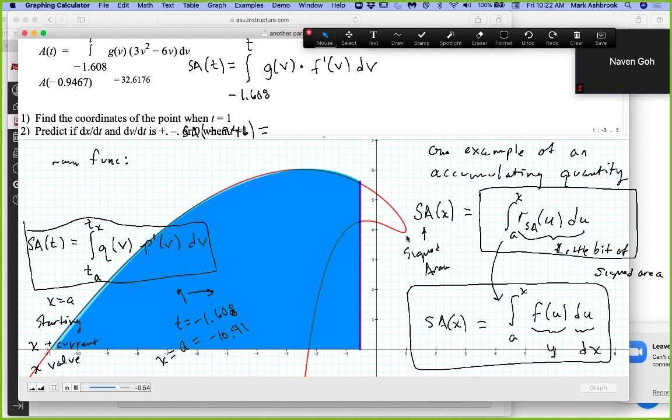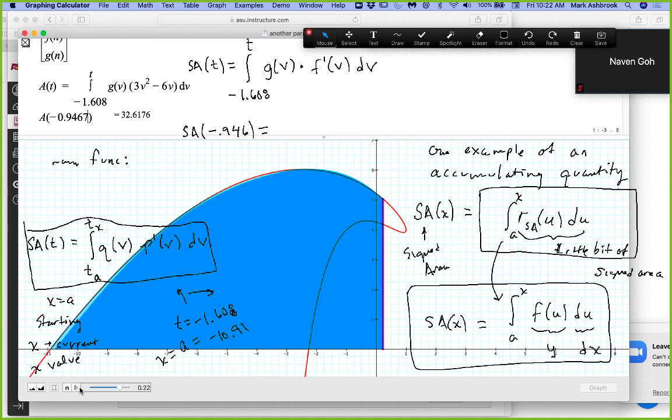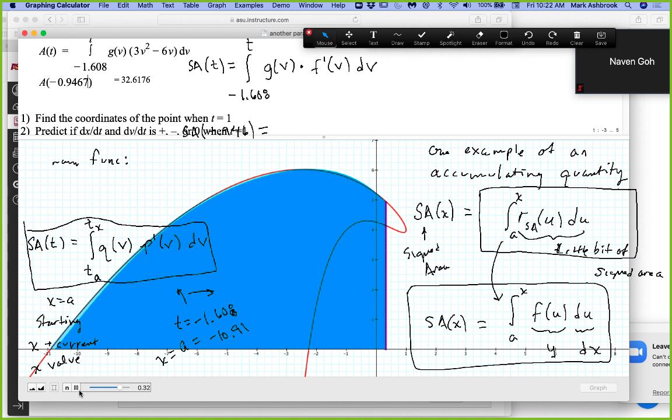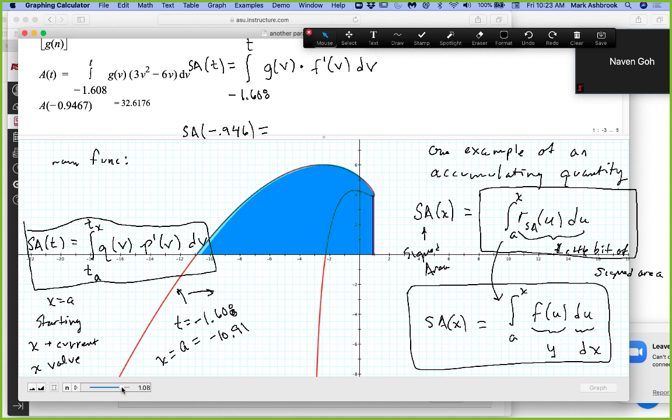So this is t equals 0. What happened? Oh no, I thought that was t equals 0. I guess it's t equals 1. Okay, so here we are at x equals 1 or t equals 0.